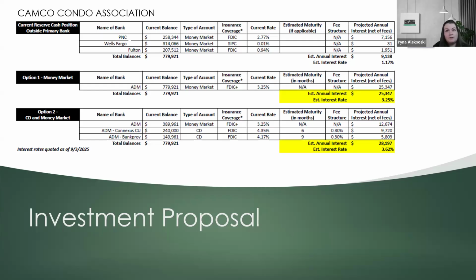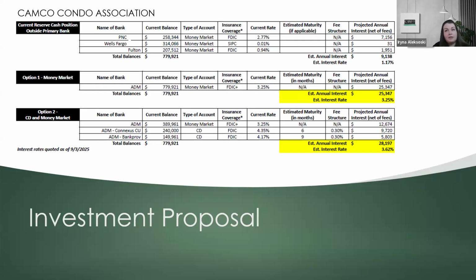So what we would offer in this situation is two options. Option number one would be to keep the money fully in a money market account. So it's fully flexible. You can spend it, you can pull it, no penalties. If we were to put all the 779,000 into a money market, your estimated annual interest would be 25,000. So a significant increase from the 9 that we're currently earning.